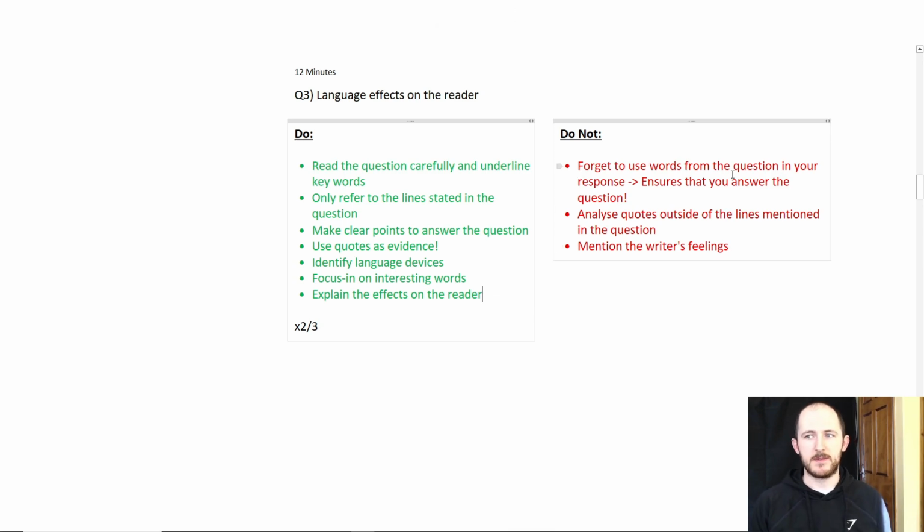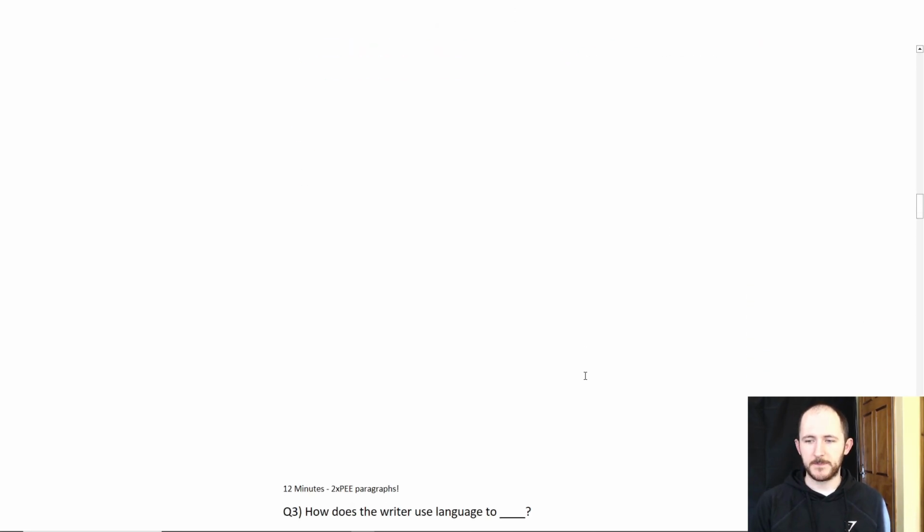So do not forget to use words from the question. This is going to be in every single one of them, just like it was in part 1, because it's so important. If you use words from the question, it's far less likely you'll accidentally answer the wrong question. And don't analyse quotes outside the lines mentioned. We've gone through that. And don't mention the writer's feelings, because that's not really important. It's the effects on the reader itself. Okay. Now, to be fair, writers tend to want to make you feel how they feel, right? But in a story, they just might want to make you feel something different, which is completely fine.